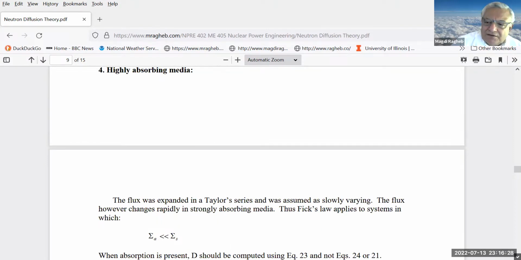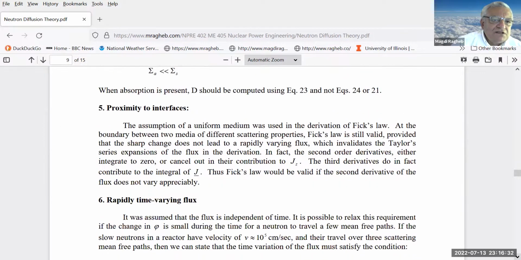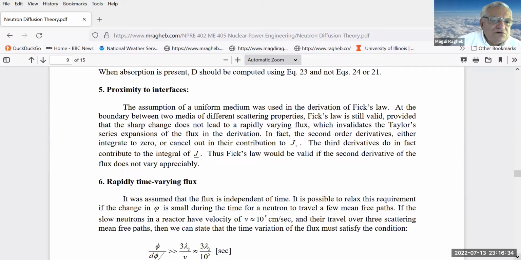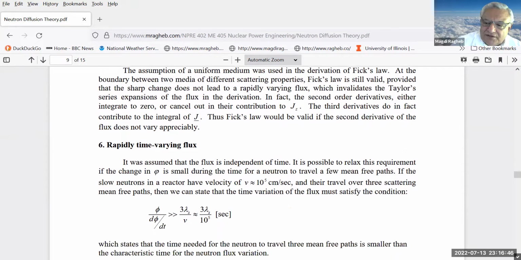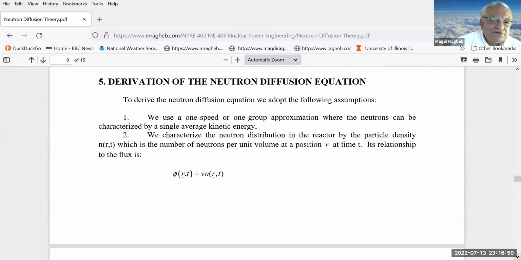But it applies to most cases of nuclear reactors and shielding where the neutrons are low in their energy. If the flux is varying at a high rate, it also does not apply, close to interfaces between, say, the water coolant and the cladding. We cannot apply diffusion theory.